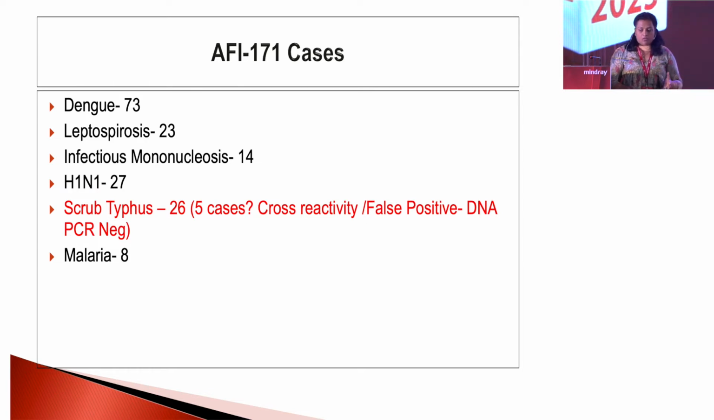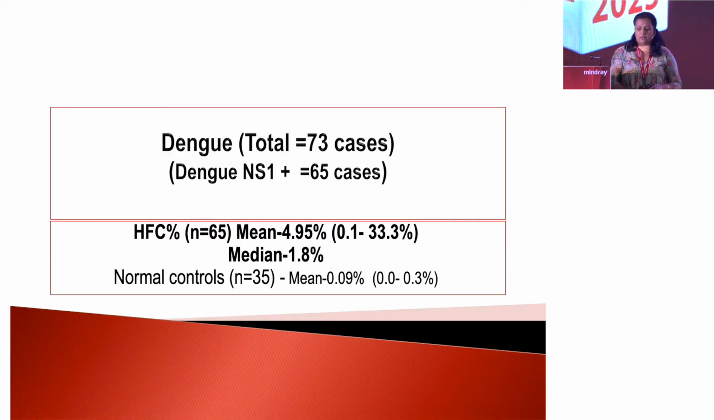Most of it were dengue, and we had leptospirosis, infectious mononucleosis, H1N1, few cases of malaria and scrub, but I have not included the analysis of scrub in this talk because the scrub results that were coming, most of it were like, even the microbiologists were like, it could be a cross-reactivity. And the cases that were indeed followed up with a DNA PCR all turned out to be negative. So I have not included that.